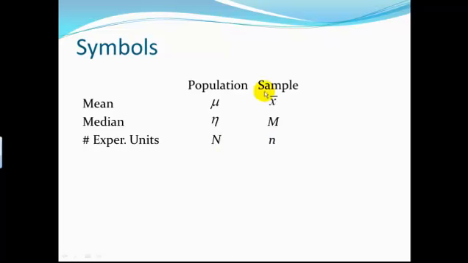Now typically, we just have sample values. And so we're going to have x bars and m's and n's. But we're going to use the x bar to estimate mu. We're going to use the median, the m, to estimate the eta. We work a lot with the x bar and the mu this semester. We don't work so much with the medians, as you'll see. So that's what I mean with the number of experimental units. The number of things we've collected, number of items collected, number of experimental units.